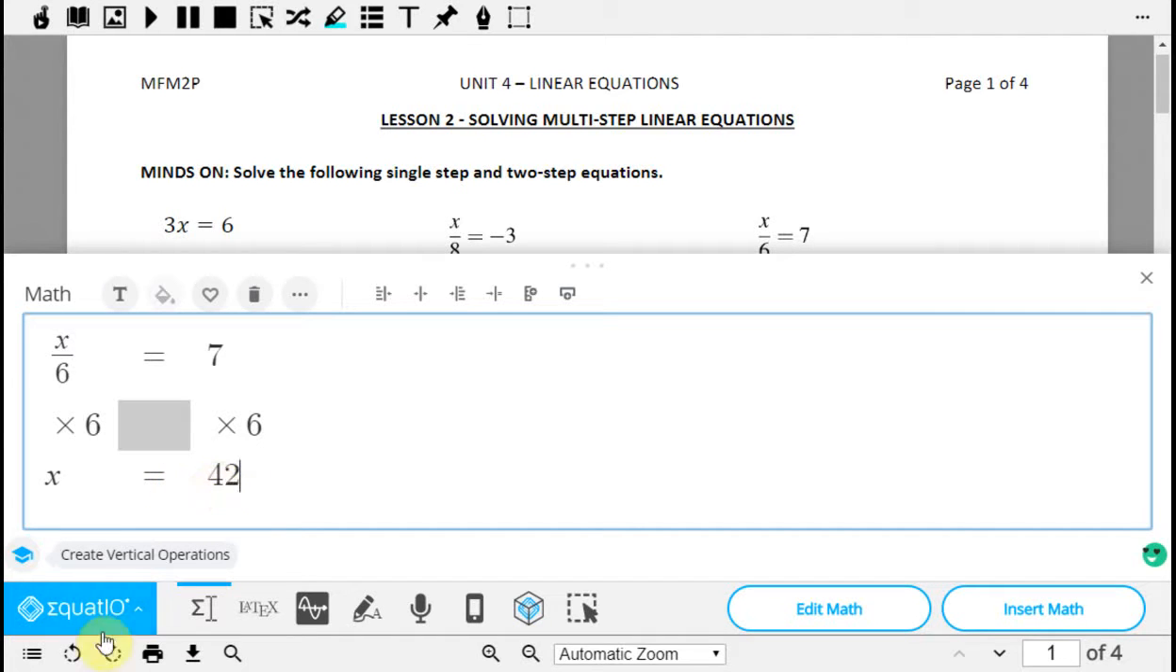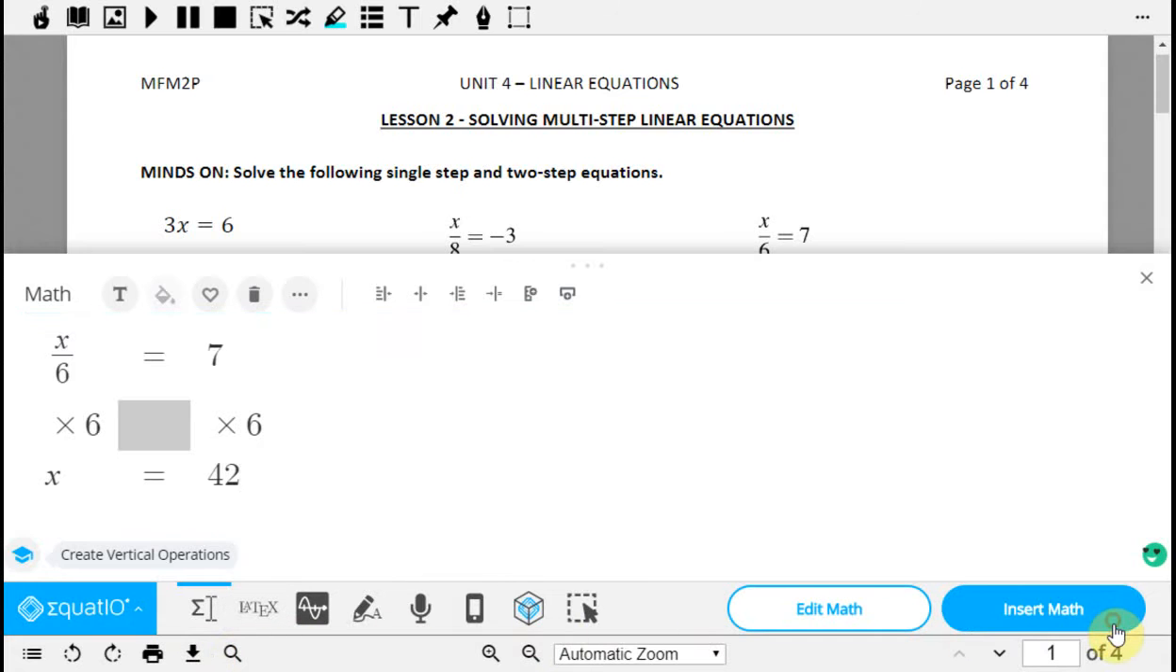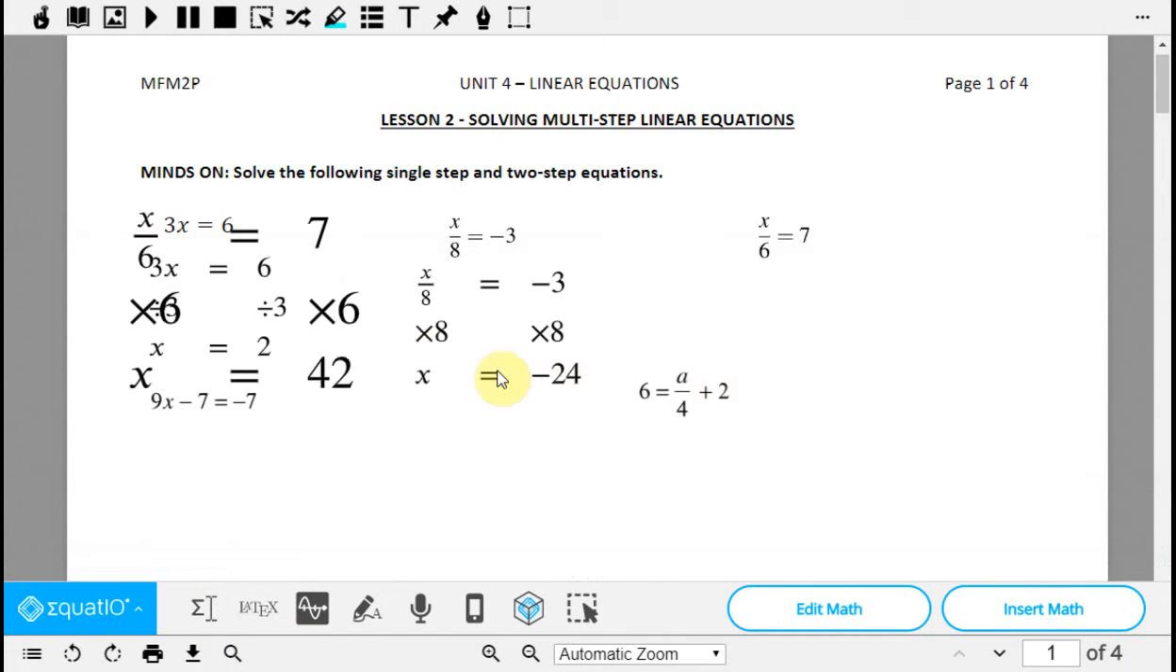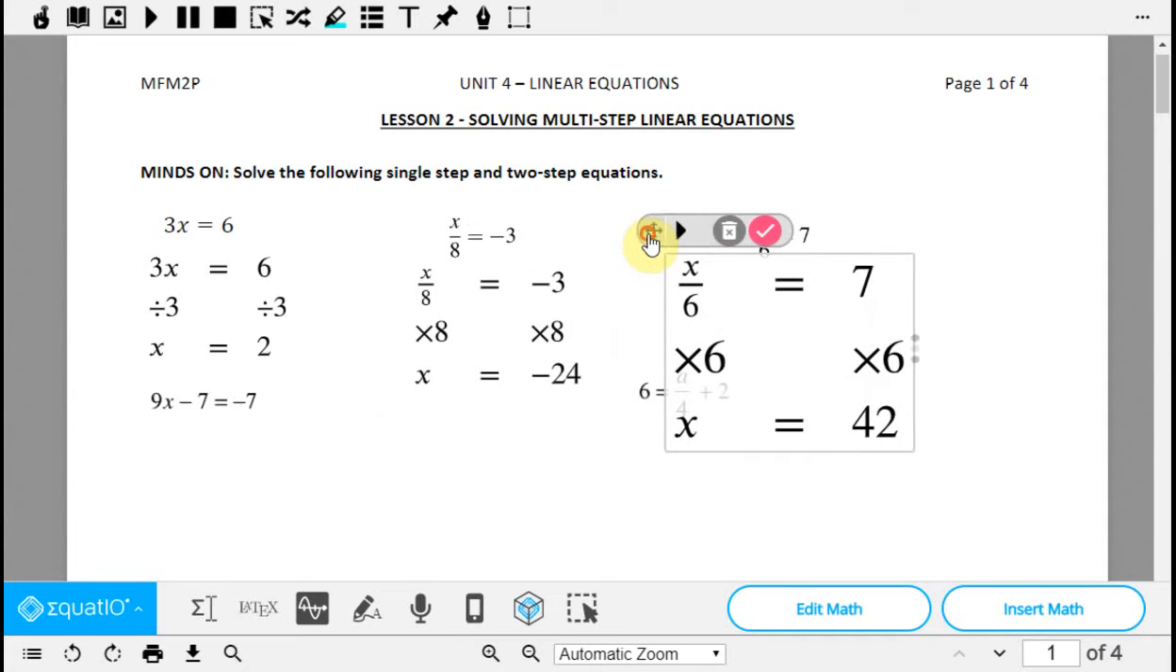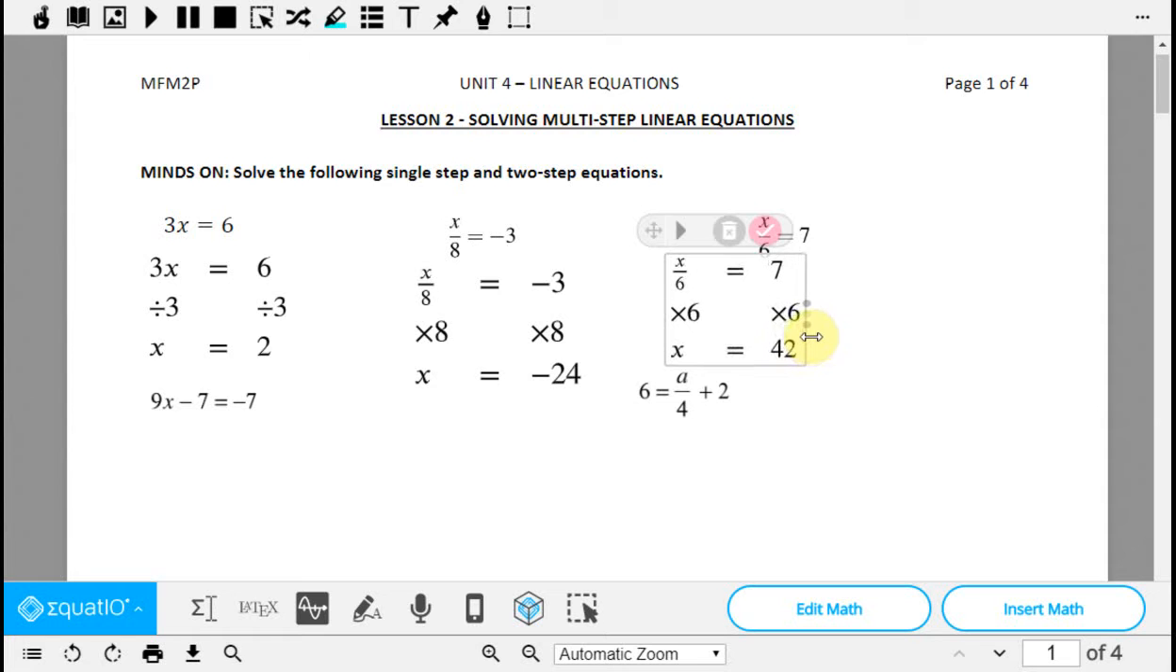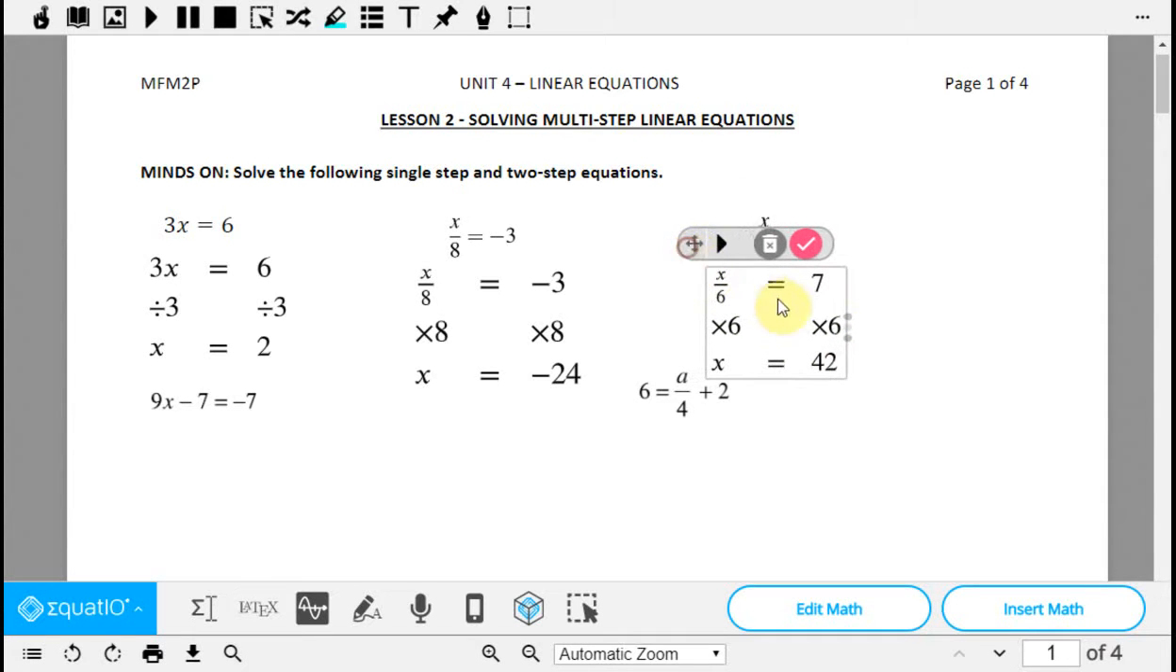Now I would encourage you to go ahead and finish those questions, pause the video, and then come back to this to see if you have done it correctly. Keep in mind too that you could do this on paper as well.